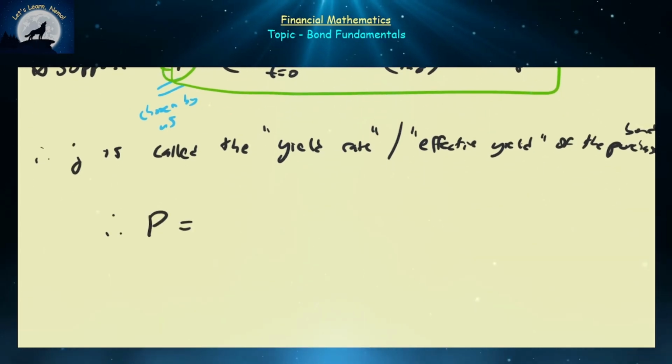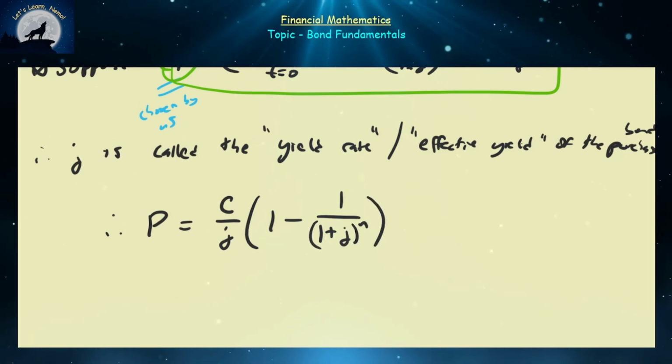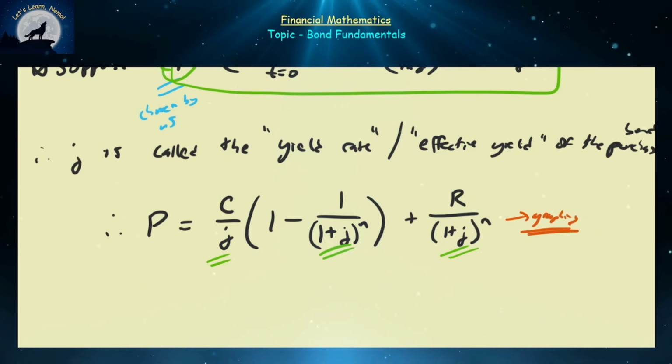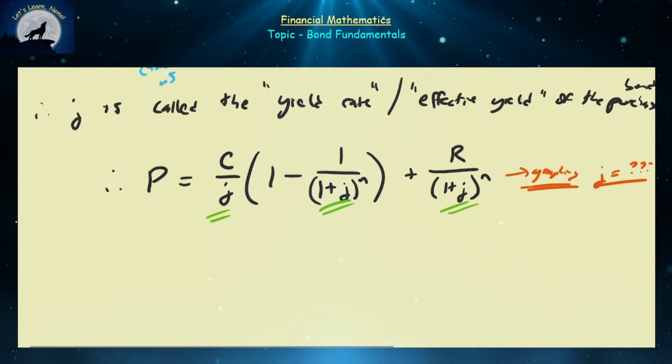So we're going to have P is equal to C divided by J, multiplied by 1 minus 1 over 1 plus J to the power of n, and then plus R over 1 plus J to the power of n. So notice that J is located in that rational function there. Then we have an nth degree rational function here and here in 2 different places. So usually what you would like to do is solve this equation via graphing, but there are some advanced analytical methods that can give you close representations to find J directly if I give you what C, R, P, and n are all equal to.